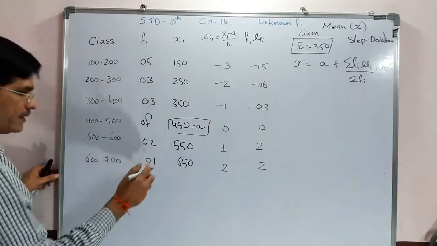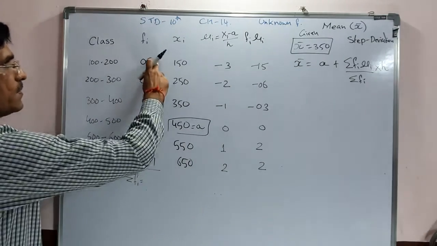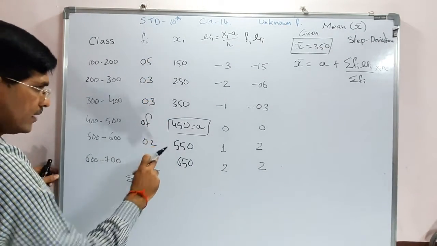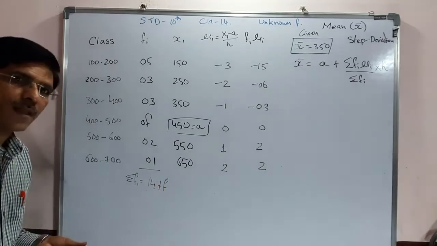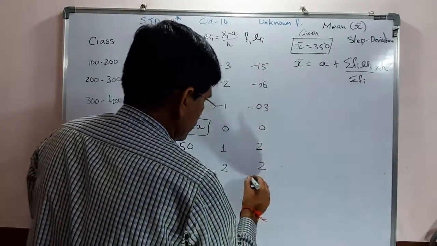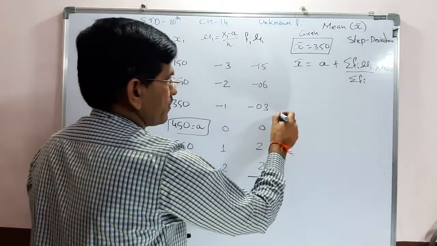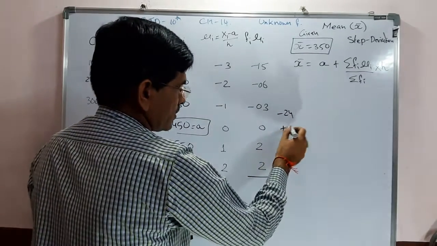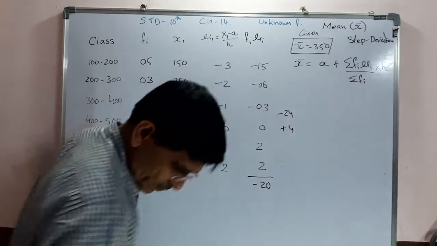Now we have to add these, that is sigma fi. So 5 plus 3 is 8, 9, 10, 11, 12, 13 and 14. So 14 plus f. Now we total the fi ui column: minus 15, minus 6 is minus 21, minus 3 is minus 24, plus 2 plus 2 is minus 20.